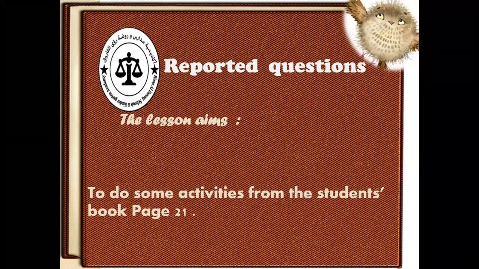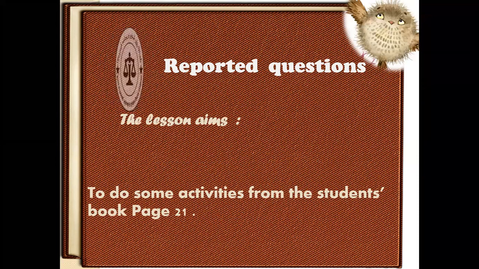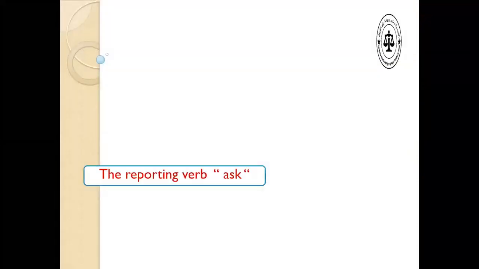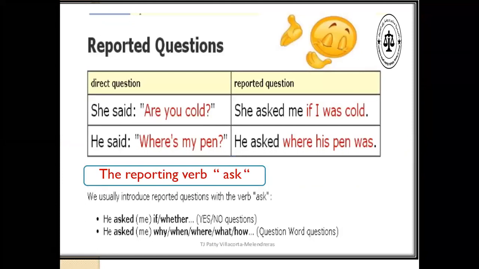In our lesson today, we are going to start doing some activities from your student book, page 21. These activities are related to the rules of reported question. As I told you before, in English we have two types of questions. We have WH questions or yes or no questions.